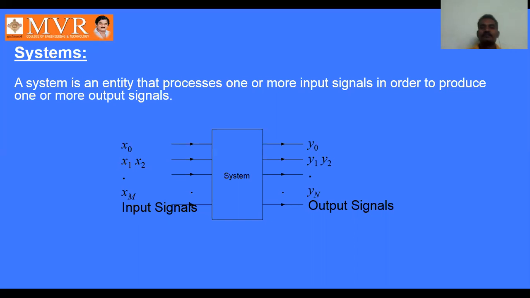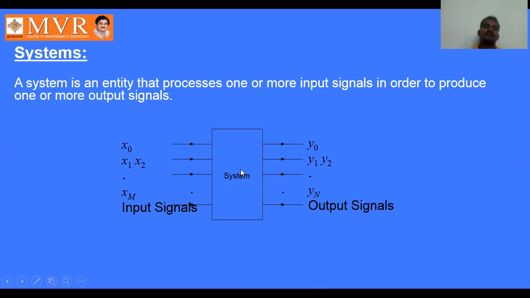Here, see this diagram. This is the graphical representation of the system. Here, the system takes m number of inputs: x0, x1, x2, x3 up to xm. It processes these m input signals and gives n number of output signals, the sequence y0, y1, y2, y3, y4 up to yn.